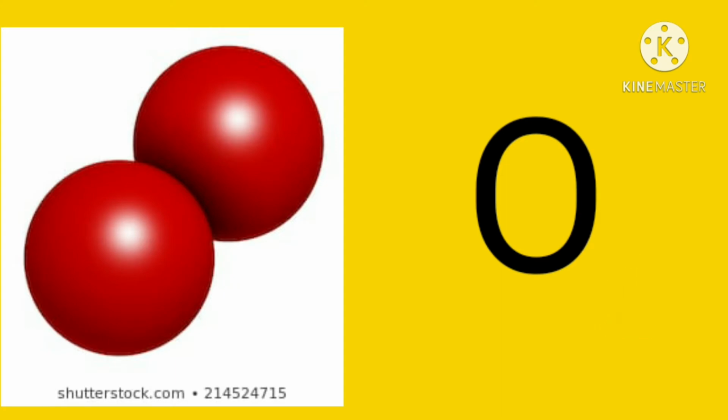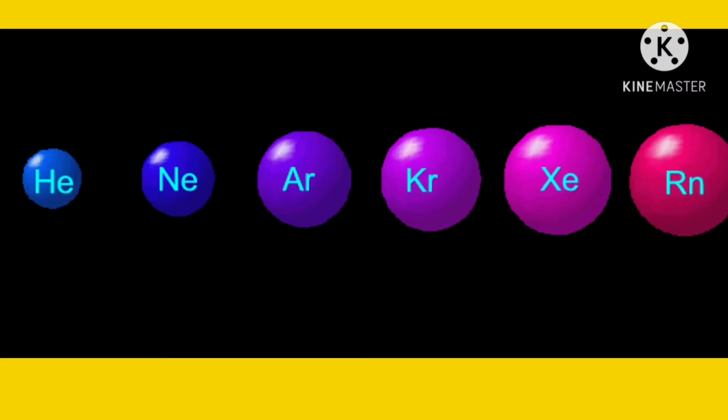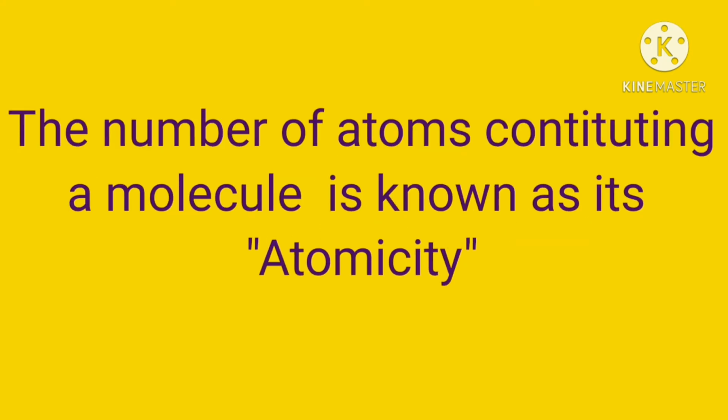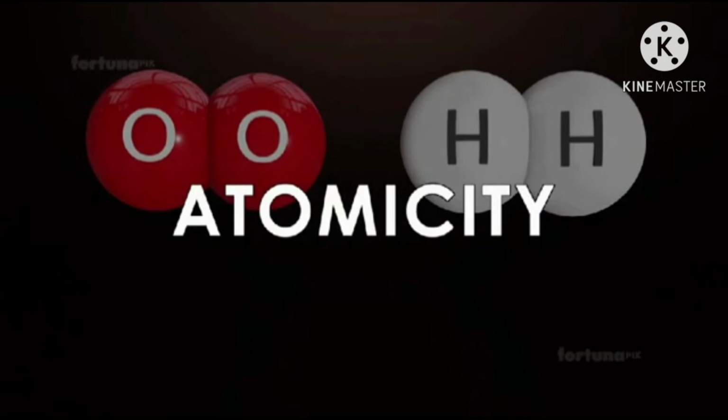Molecules of many elements such as argon, helium, etc. are made up of only one atom of that element. But this is not the case with most non-metals. In non-metals, the molecules contain more than one atom of the same element. The number of atoms constituting a molecule is known as its atomicity. Children, let us know the atomicity concept in more detail.